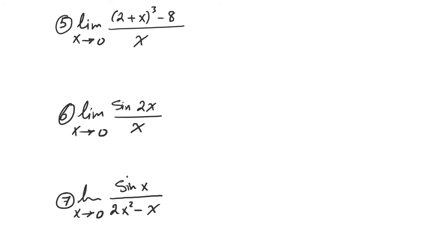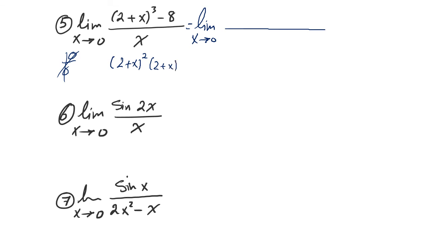Number 5: when I plug in x with 0, it's going to be 2 plus 0, which is 2 to the power 3, which is 8, so it will give me 0 over 0, so I need to solve. The best method to solve these questions is to expand the bracket. Expand the bracket (2 plus x) to the power of 3. You can expand it as (2 plus x) squared multiplied by (2 plus x), which is (4 plus 4x plus x squared) multiplied by (2 plus x), or you can use the binomial theorem, the one that you studied in the first term.